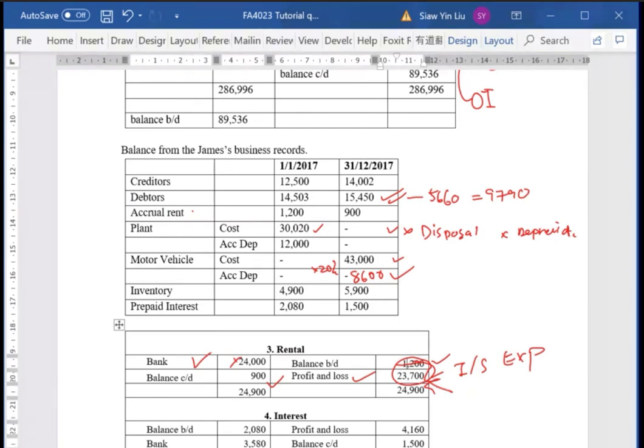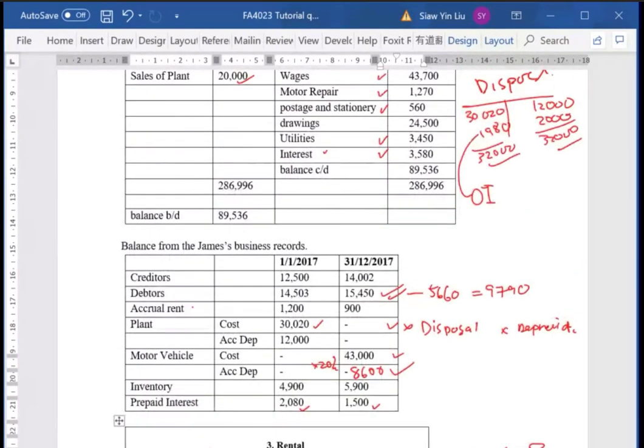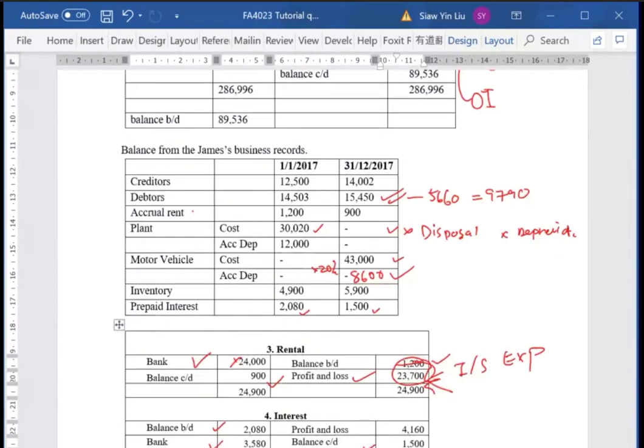Okay. Now, the same goes for your interest. If you look at here, interest. Here you have prepaid interest. You have opening prepaid, so a prepaid asset here. And then current year bank payment 3,580. So you just record it down, and then this interest expense for the current year is 4,160.